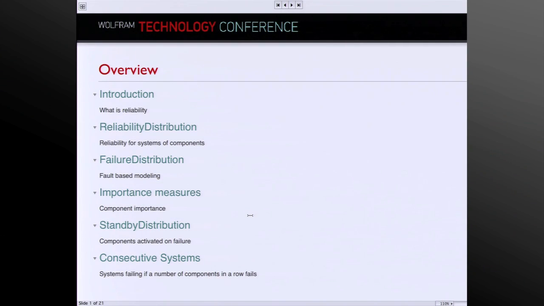So I'll give a brief introduction to the area, then we'll talk a bit about reliability distribution, a new symbol coming in Mathematica 9, together with a failure distribution. There's a whole slew of importance measures to tell which components are important in a system. So we'll look a bit at that as well. And then we'll look at standby systems. What do you do when you have components that fail and you have a backup component for it? And we'll round off with consecutive systems where you connect a number of systems together, and you have to have a number of systems failing for the complete system to fail.